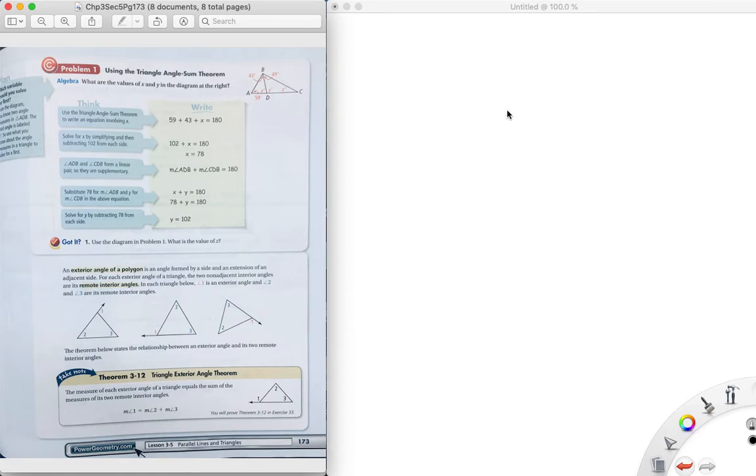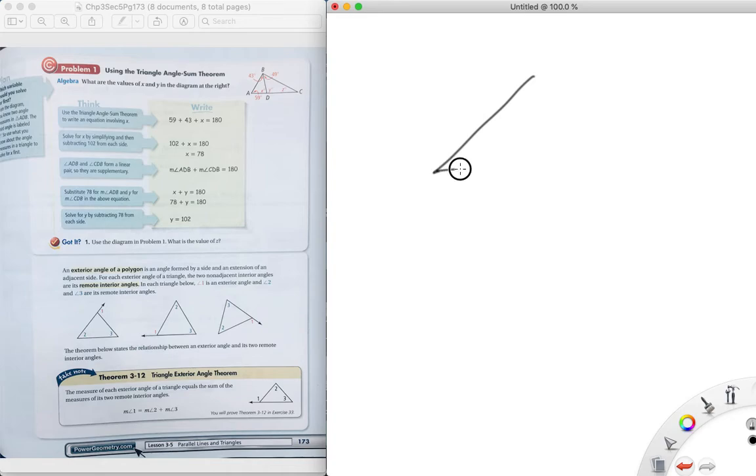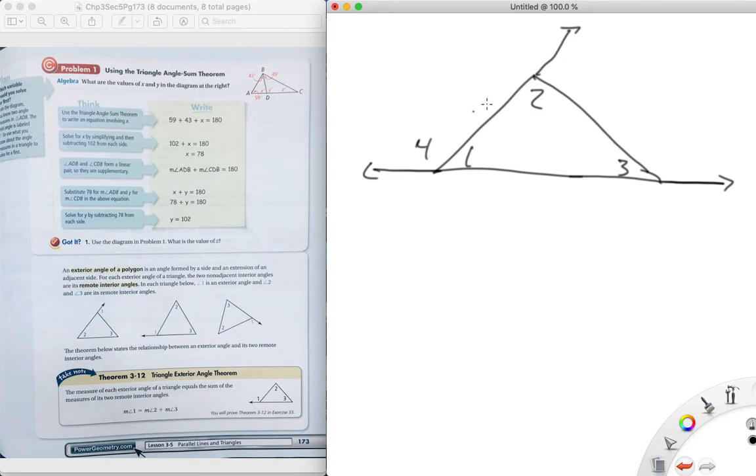So we have interior angles and exterior angles. They give us a triangle. We have angles, I'll draw it 1, 2, and 3. I can draw an extended line out at each vertex. Call this 4. Let's call this 5. Let's call this 6.